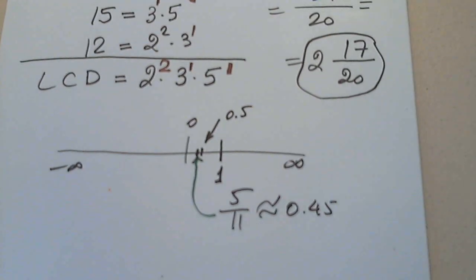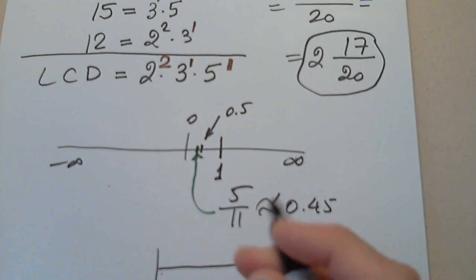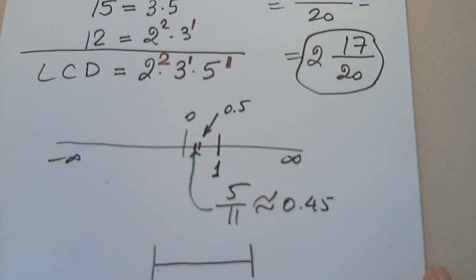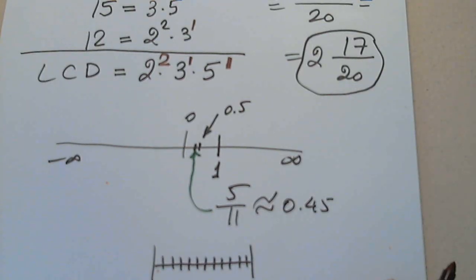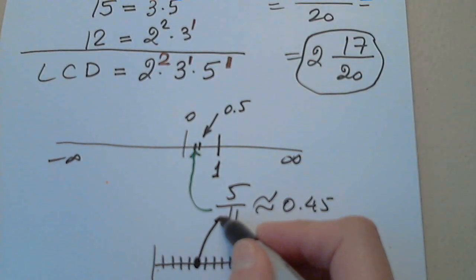Now, another possibility is this. To show the unit between 0 and 1 somehow divided into 11 pieces. 1, 2, 3, 4, 5, 6, 7, 8, 9, 10, 11. I don't know how I did that. That was pretty good. Of course, they are not equal. But 1, 2, 3, 4, 5, and this is my 5/11.